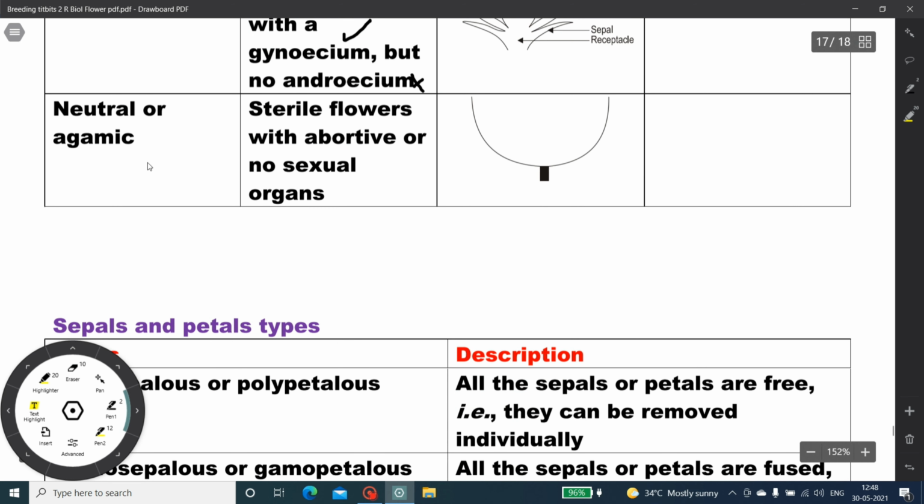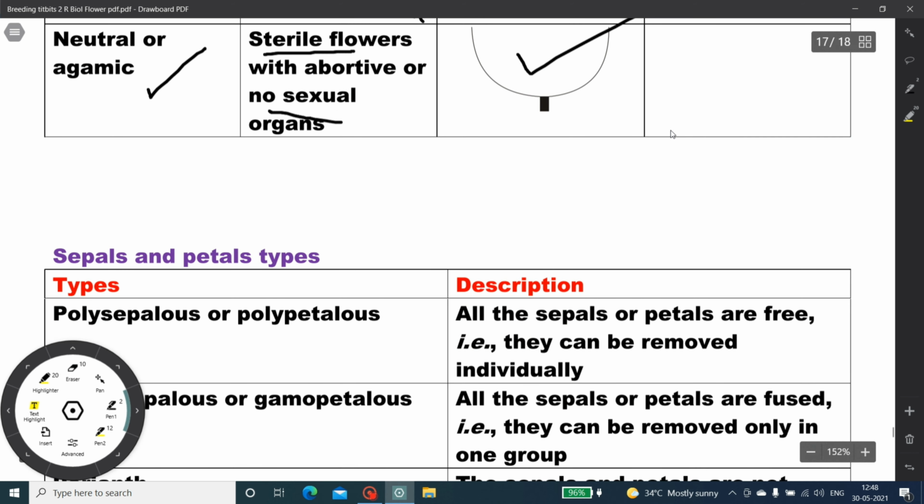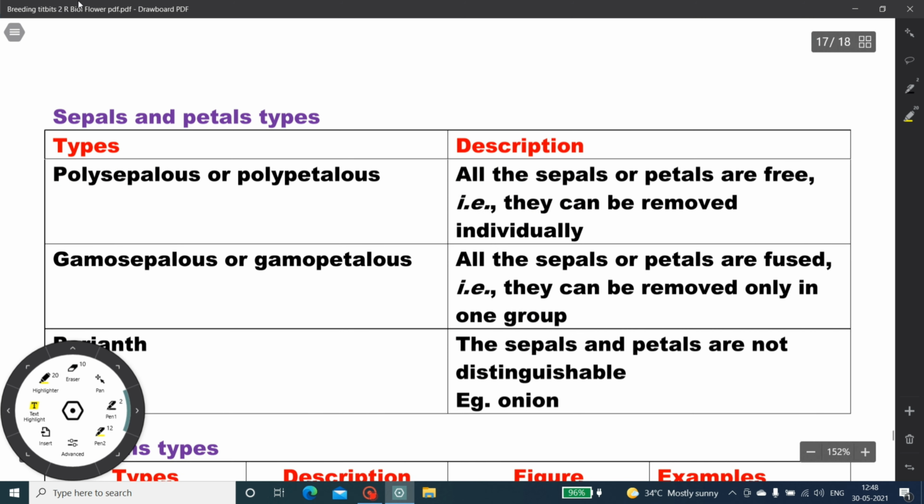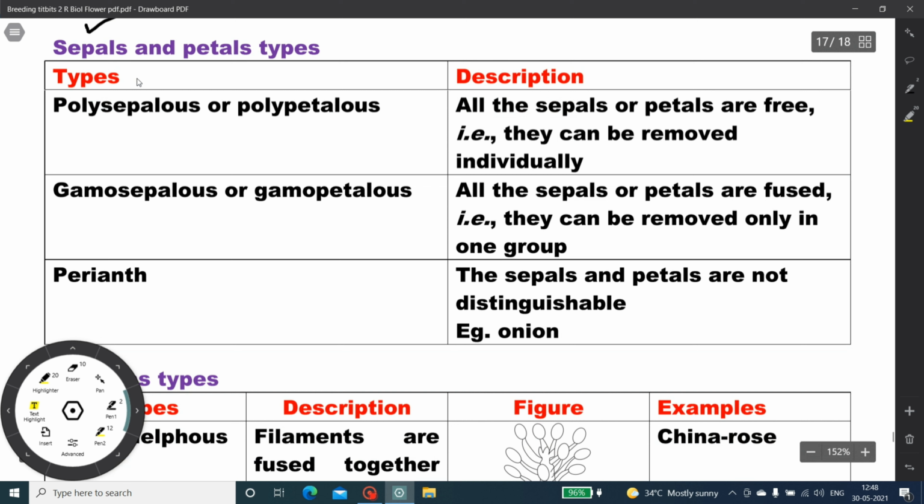And neutral or agamic type of flowers are sterile flowers with no sexual organs present. This is a typical diagram of neutral agamic flowers. Next we will have a discussion on sepal and petal types.